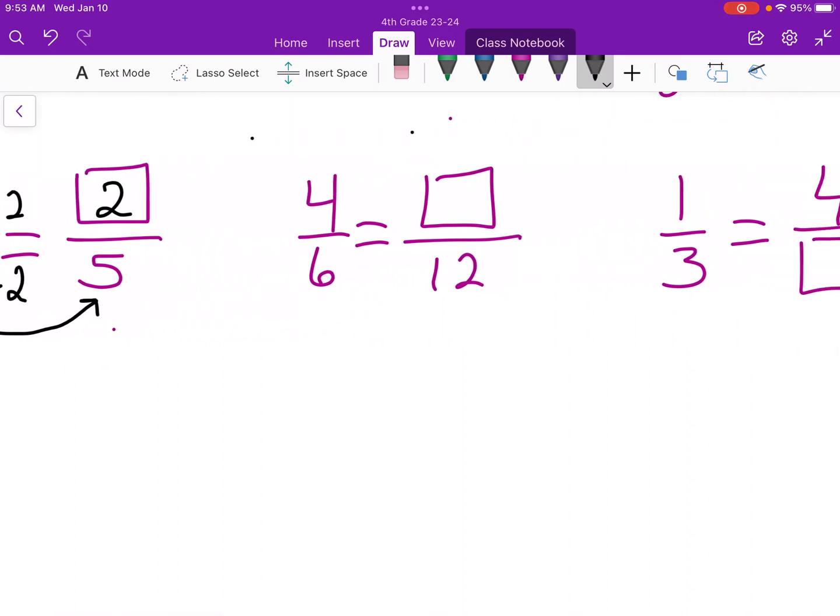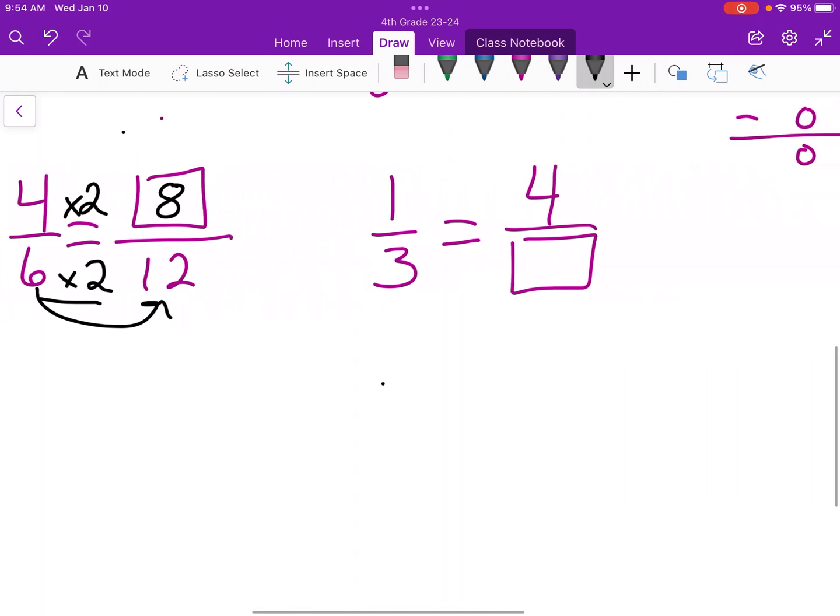Next problem, 4/6 is equal to blank over 12. Take a look at the relationship again that we know. We go from 6 to 12. We go from a small number to a big number. We are using multiplication. So 6 times what number equals 12? We know that 6 times 2 equals 12. Whatever we do to the bottom number, we have to do to the top number as well. So 4 times 2 is equal to 8. So 4/6 equals 8/12.